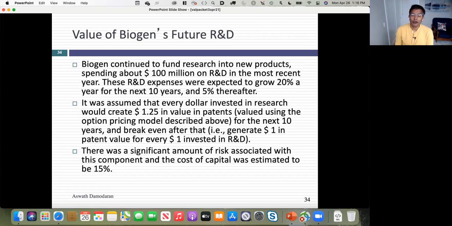Am I sure about this? Of course not. There's a lot of uncertainty. And I'm going to use a discount rate of 15% on this third component because I'm very uncertain about the future. So actually, there are 3 different discount rates floating around in this valuation.